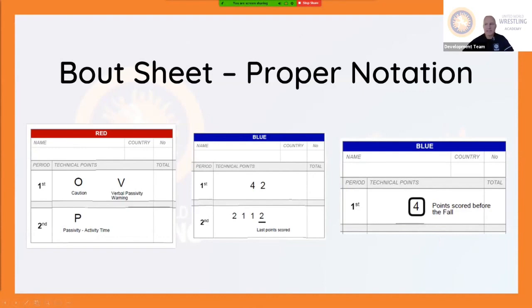And then any passivities after that, we would use a P. And in the Greco-Roman, typically there's no warning and you just go right to the first passivity. So I just document that with a P. So we have the circles, the V, and the P for part of this.